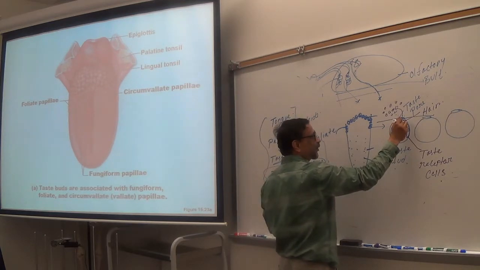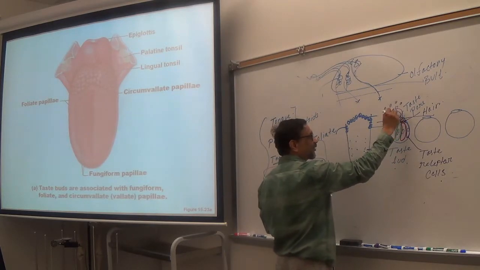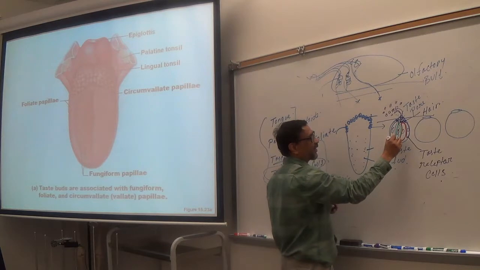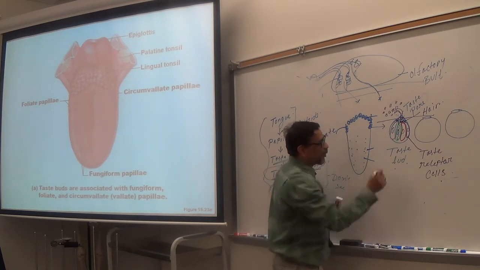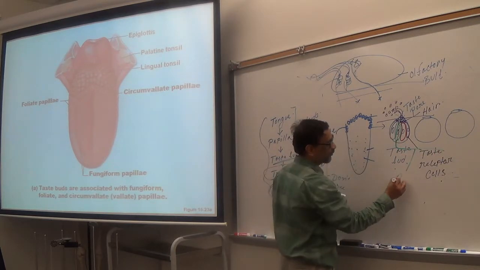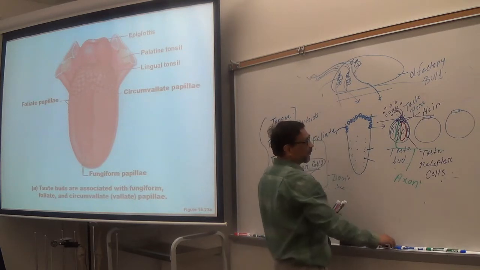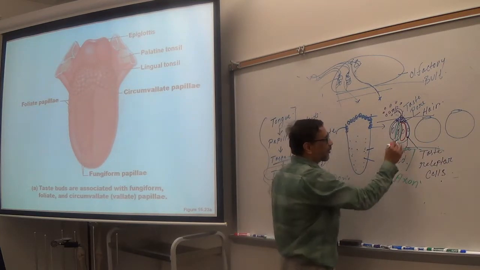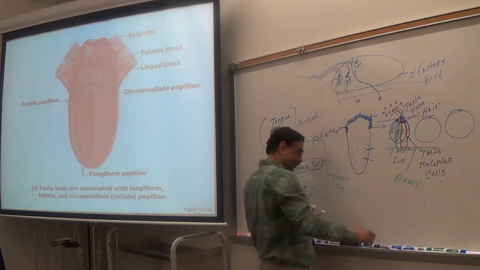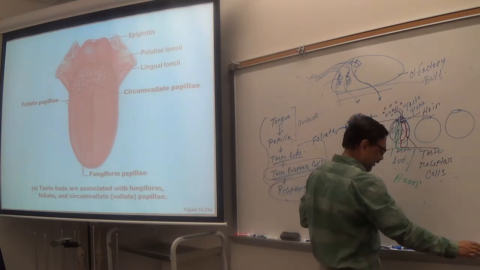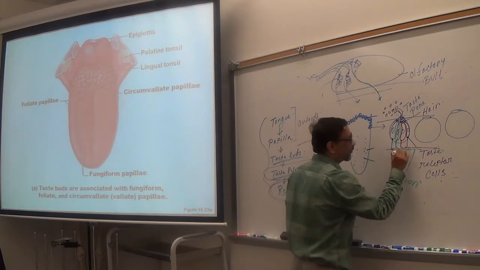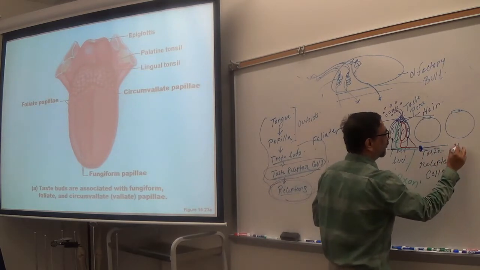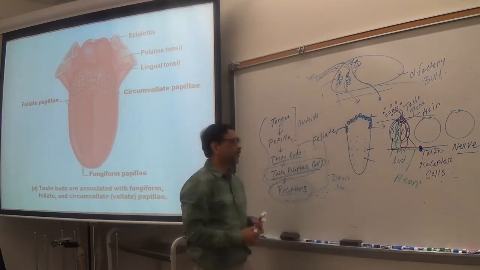So all these receptors now get activated since the food molecules got attached to them, and that will send a signal to the cell, and from the cell the signal will exit. The axons of these cells will take the signal out from the taste bud and then from the tongue. So these are the axons, okay? And all these axons together form the nerve that takes the signal out, okay?